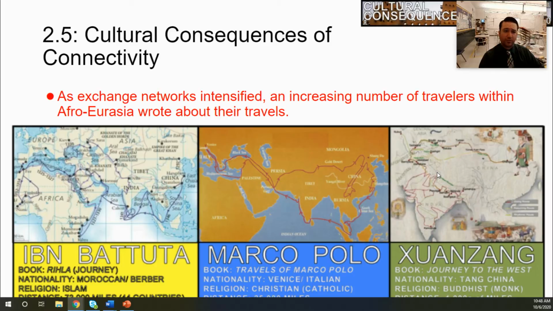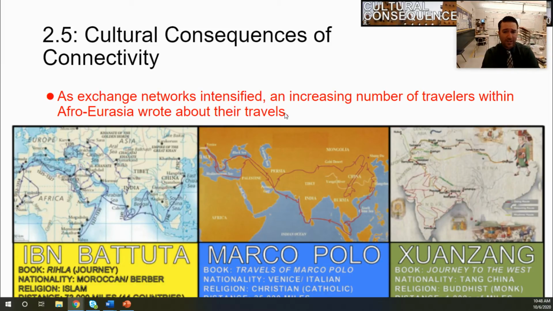So there's a lot of cultural exchanges, because the networks are intensifying and such. It also leads to an increased number of travelers. And this is a time period where most people do not travel outside 25 miles of their own birthplace. You're born in one place, you tend to stay in one place, and it's not as much traveling as you would see in the world today.